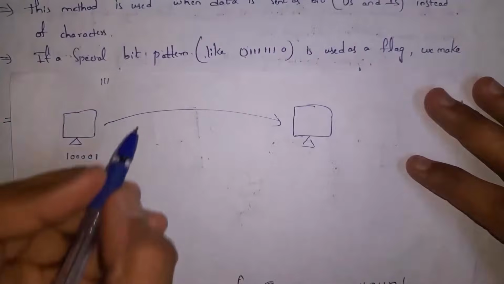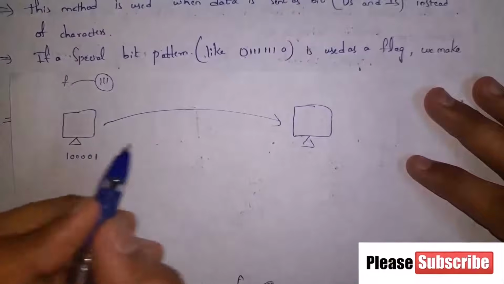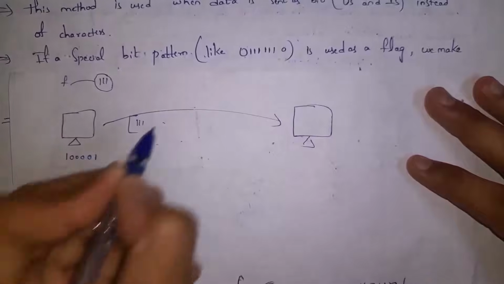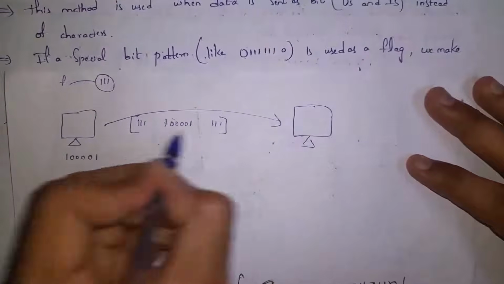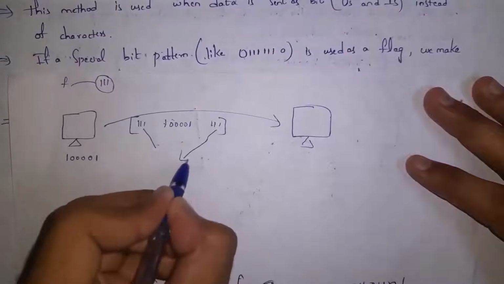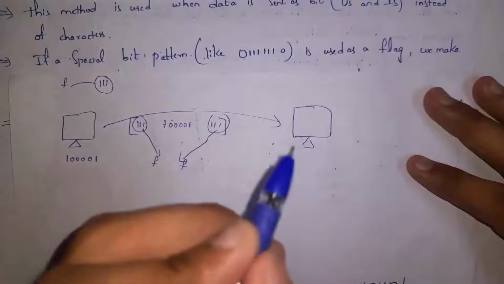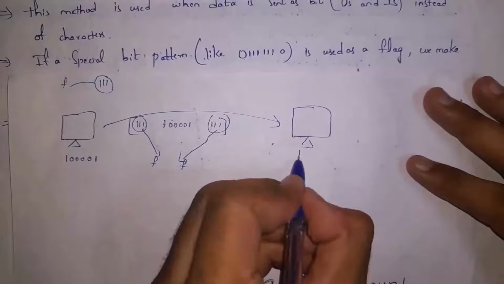For example, I'll take the flag as 111. So the bit stuffing method will add 111 and then the actual message, that is 100001, and again at last 111, where this 111 and this 111 both are flags. And whenever the receiver receives data, the receiver will remove flags and then read the actual message, that is 100001.